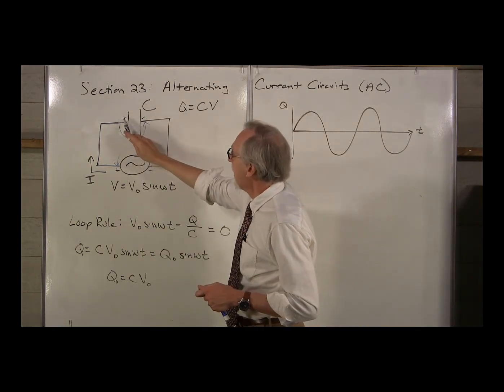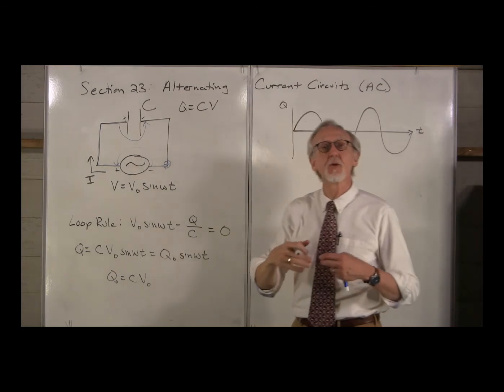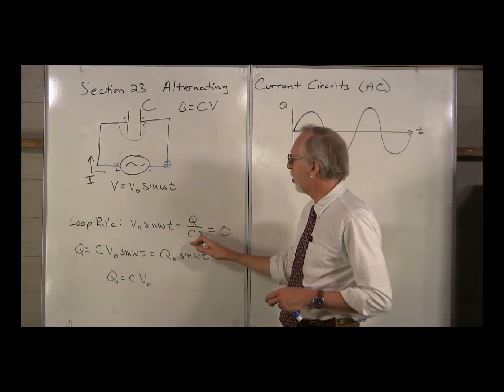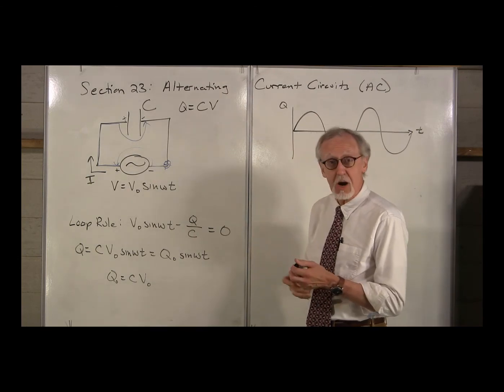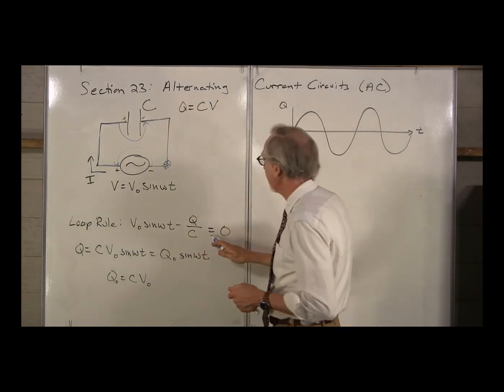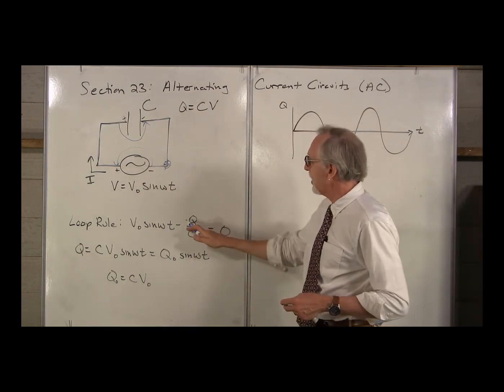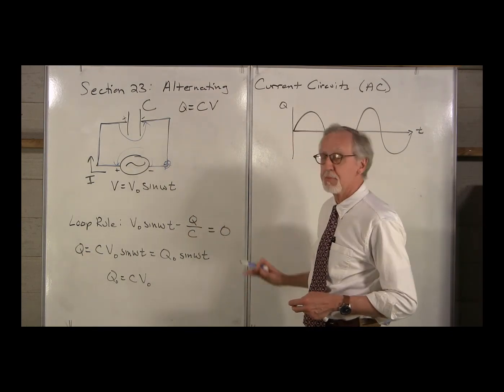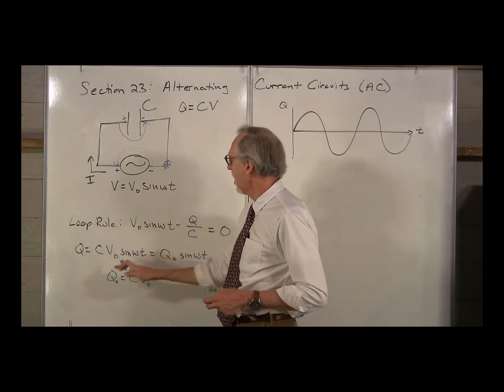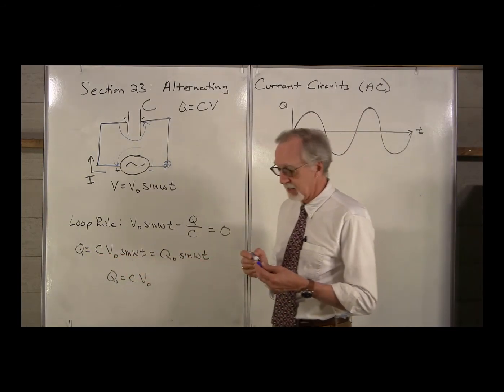We're going from the positive to the negative side, so that's going to be a voltage decrease. So we have minus Q over C. That's the voltage drop across the capacitor, and then back to where we started, equals 0. Bring the Q over C to the other side and multiply by C, and what do we get? We get Q equals C V0 sine omega t.